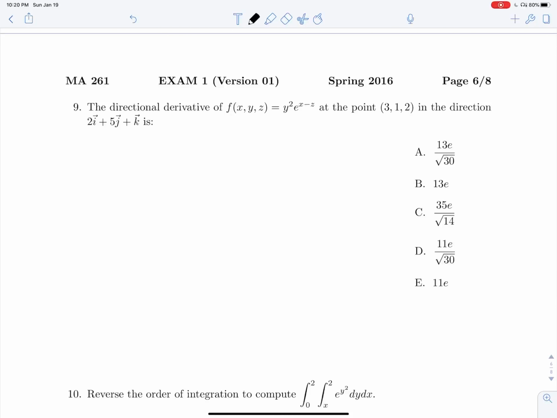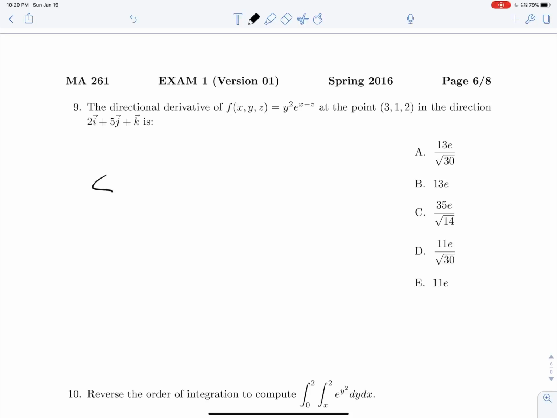Question 9, the directional derivative of this function at this point in this direction is what? So they tell you to use a directional derivative here, but often they will not, and you'll just have to know to look for these three unique identifiers of a directional derivative, where you're given a function at a point in some direction, and you're asked to find some sort of rate of change. Okay, but we know how to do this.